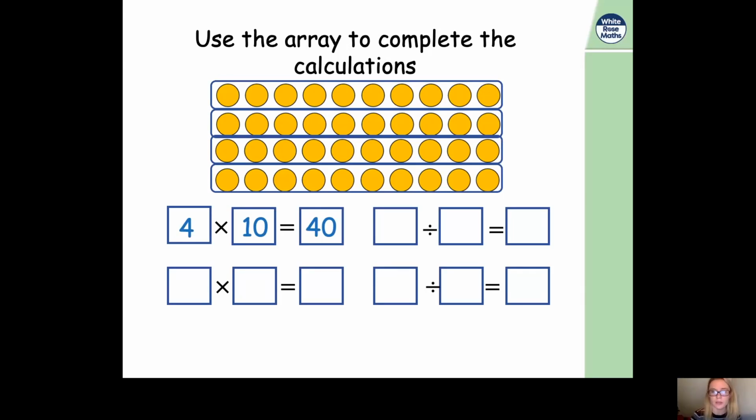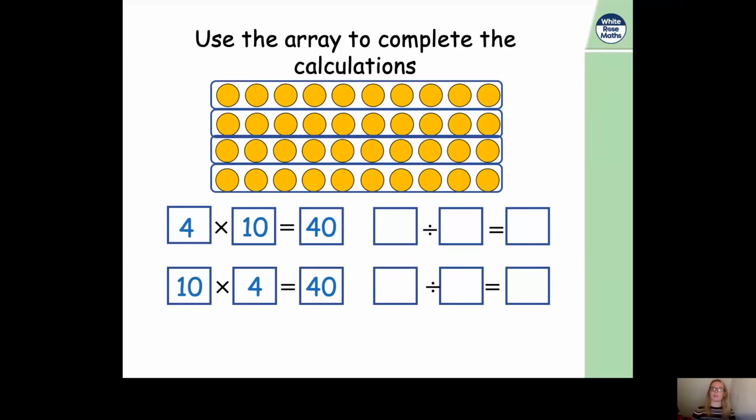Now let's look at the columns. So how many columns have we got? We've got 10 columns. And how many counters in each column? Yes, we've got 4 counters in each column. So we can write 10 multiplied by 4 equals 40. Now, we have got our 2 multiplication number sentences. And because of commutative law, can you see that we've just changed the parts around from 4 multiplied by 10 to 10 multiplied by 4, and it's given us the same answer.